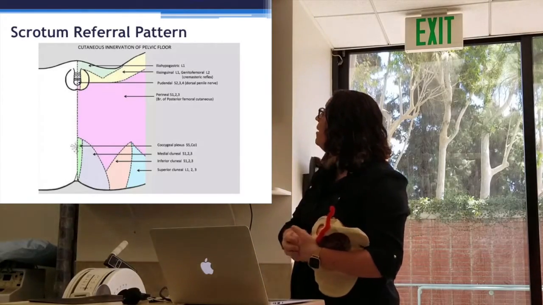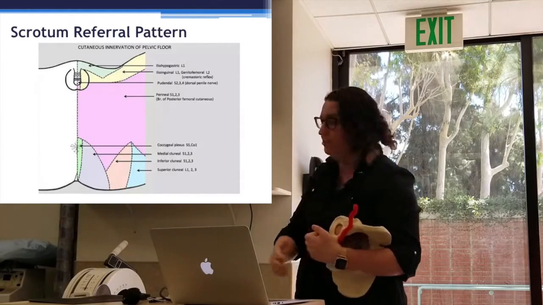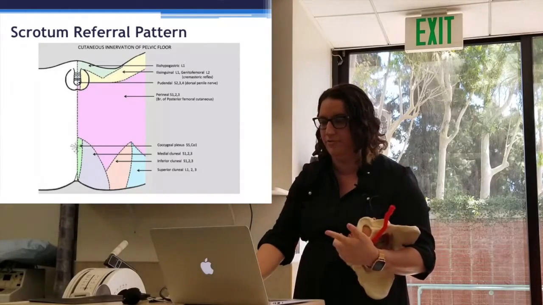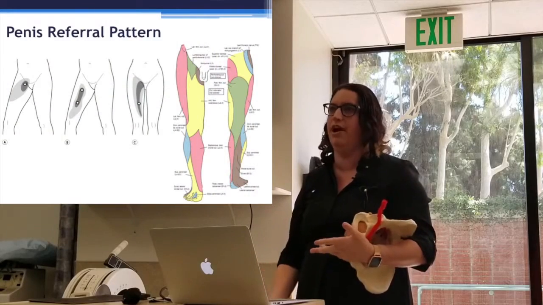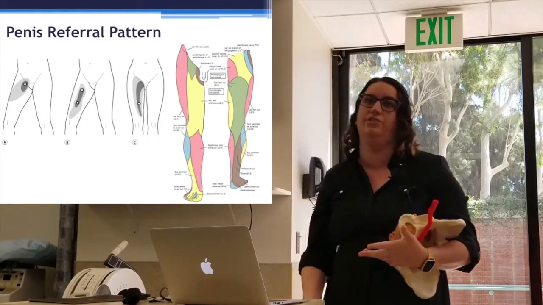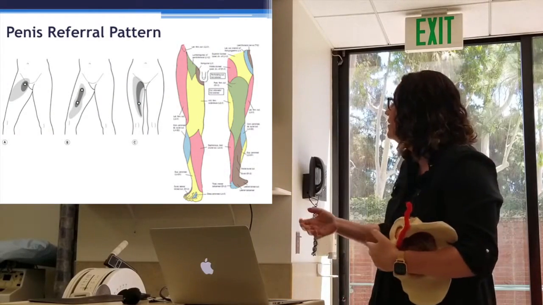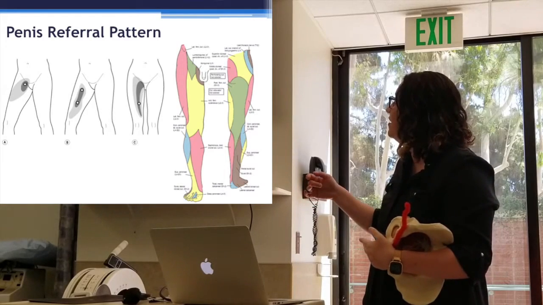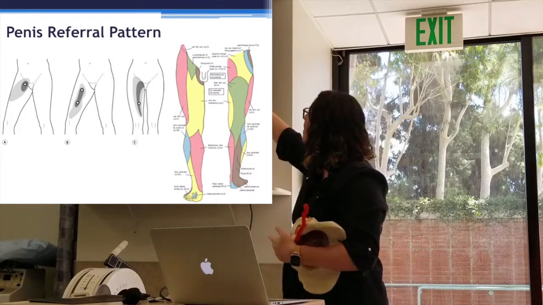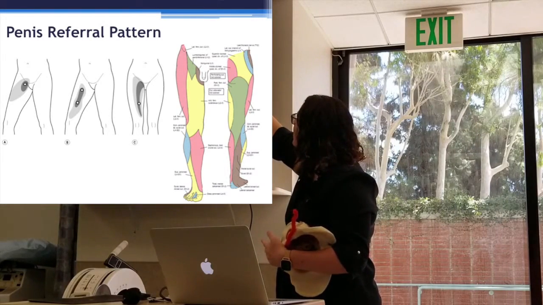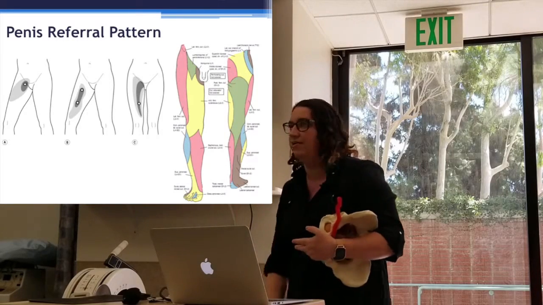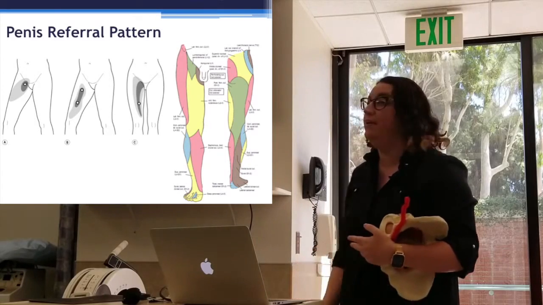So the penis referral pattern is very similar to what we saw before in the scrotum referral pattern, except we're looking a little more at the anterior part of the thigh, just because the penis sits a little more anterior. We can see the iliohypogastric nerves again, and the lumbosacral nerves as they wrap around the inner thigh. And they can refer down the leg.